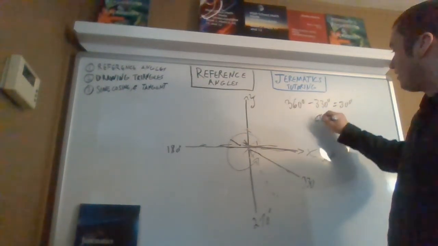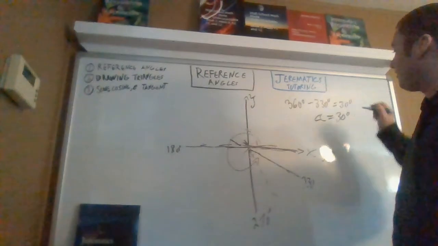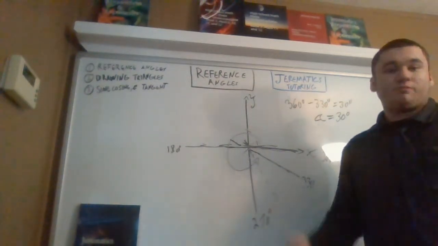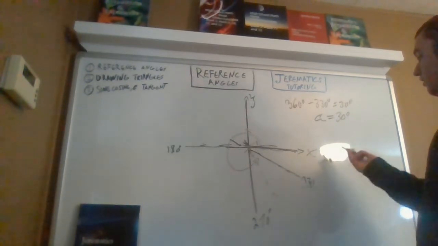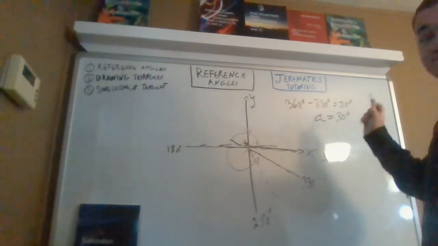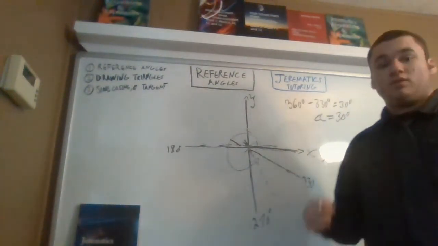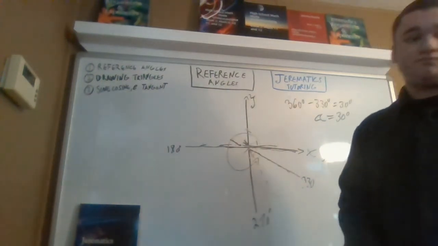We normally use the letter A to represent a reference angle. That's the letter we like to use. So the reference angle is 30 degrees. That's how you calculate reference angles.